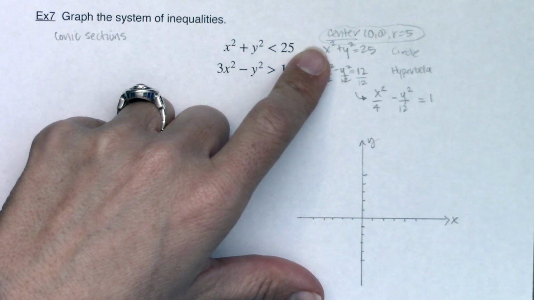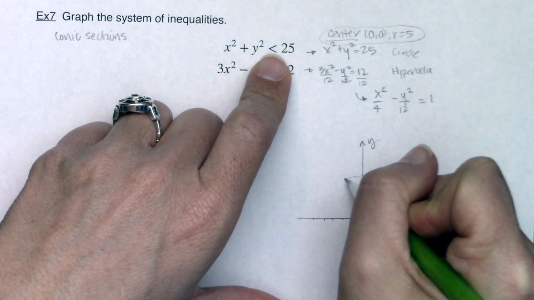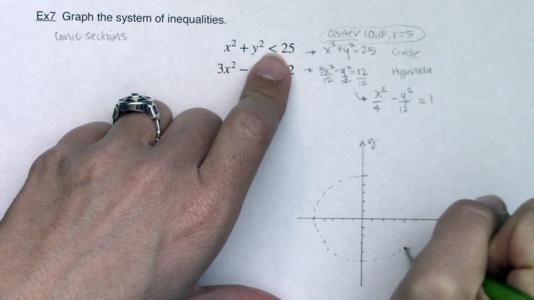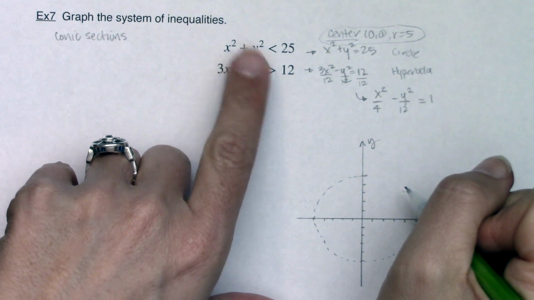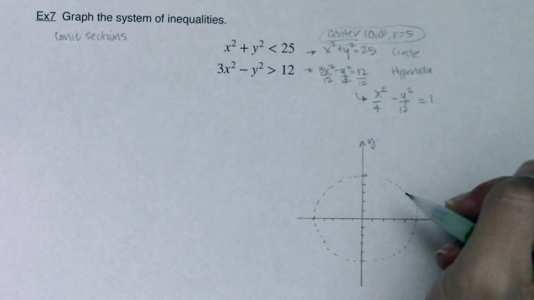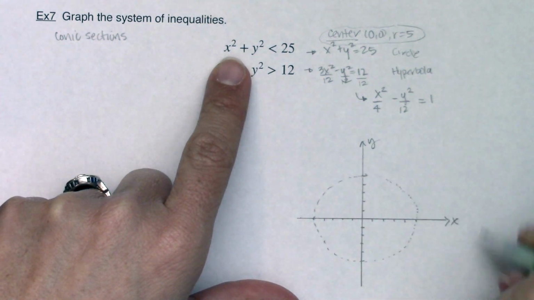All right. So now I'm going to make a dotted line because that inequality is strict. I don't want to include the solid line of x squared plus y squared actually being equal to 25. Oh, I think I said that wrong. x squared plus y squared equals 25. Okay. There's my dotted circle.